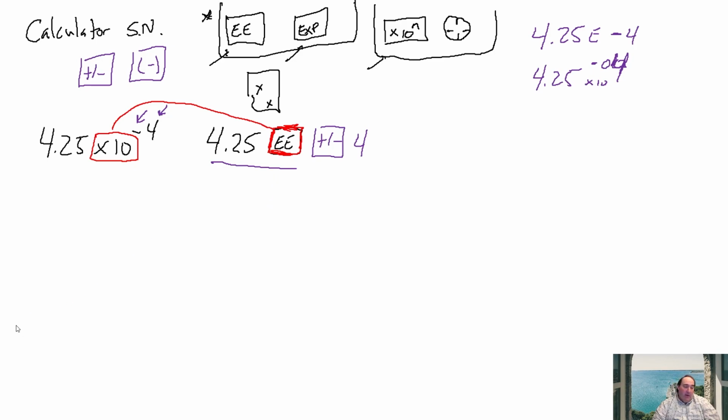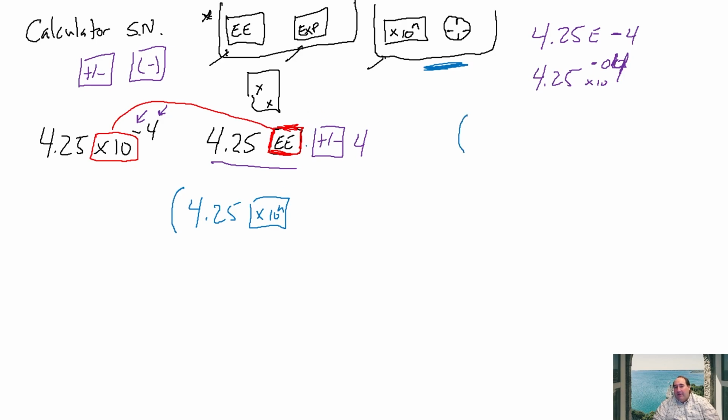Now let's talk about how we would put it in if we are going to have this type of calculator. Not tremendously different, except that you do need to actually start with a parenthesis. So you've got to open up a parenthesis. Then you're going to go 4.25. You're then going to hit your exponent button, which for you guys will look like that.